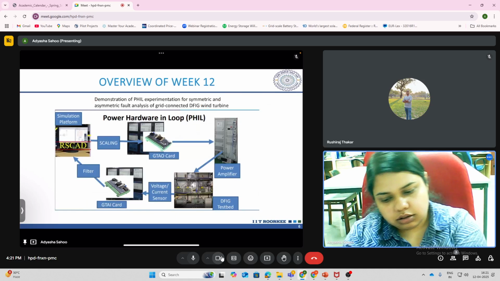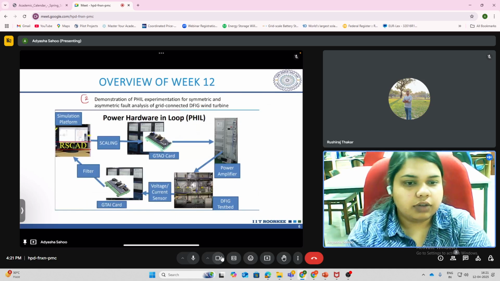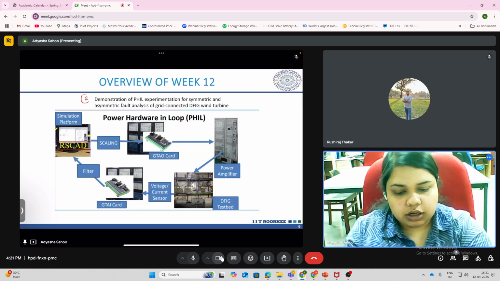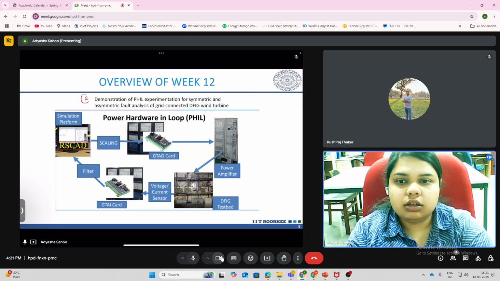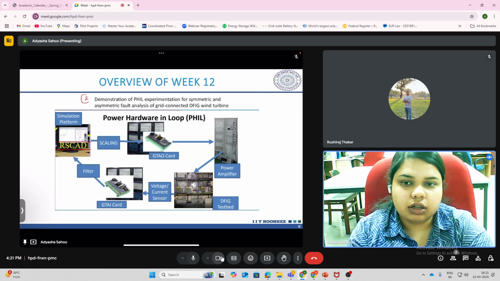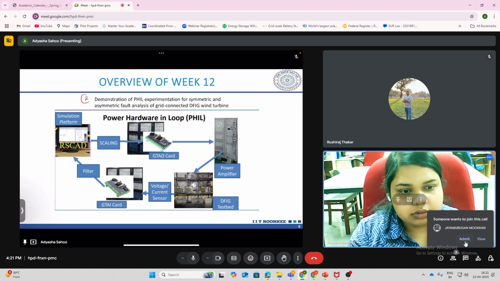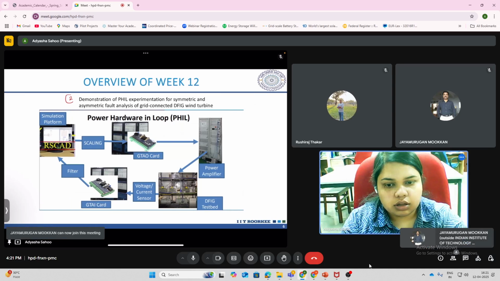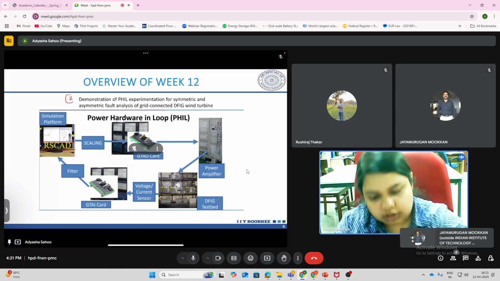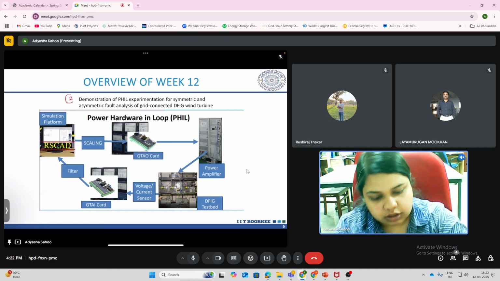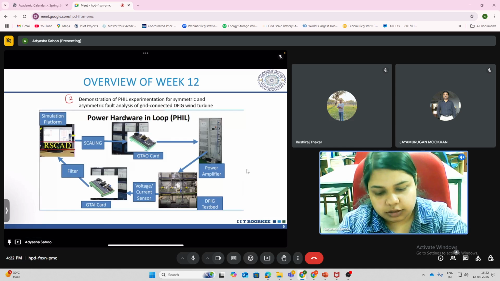The next study was for this DFIG setup, where we are trying to see the symmetric and asymmetric fault analysis for a DFIG wind turbine. So for that, the setup that is being done here, you can see it here.